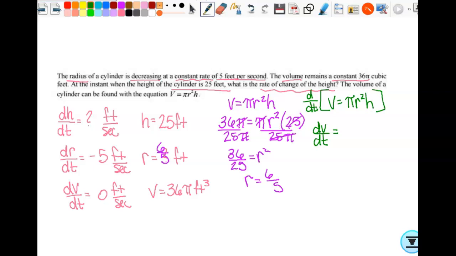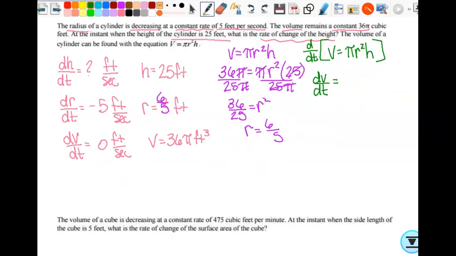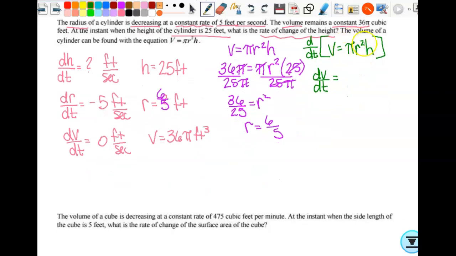Leave it attached, is that what you mean? Okay. So we'll leave it attached. So that means I'm going to multiply. I take the derivative of the first, 2 pi r, don't forget dr dt, times the second, plus the first, which is pi r squared, running out of room, times the derivative of h, which is just going to be what? dh dt.